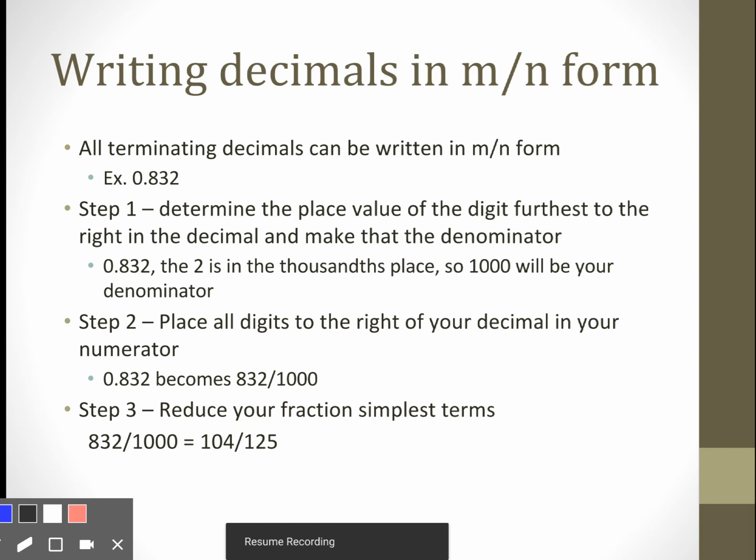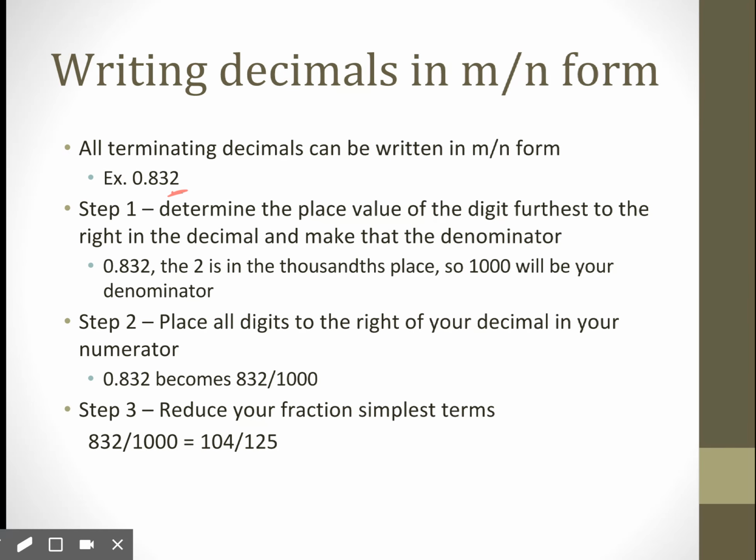To write decimals in fraction form, all terminating decimals, which means that they end, they don't go on forever, can be written in M over N form. The first step is to find the place value of the digit furthest to the right in the decimal. In this example, our digit furthest to the right is the 2. Since that 2 is in the thousandths place, 1,000 will be your denominator. So you can place that there, and then everything to the right of your decimal goes as your numerator. You can reduce your fraction to simplest terms if it asks you to.